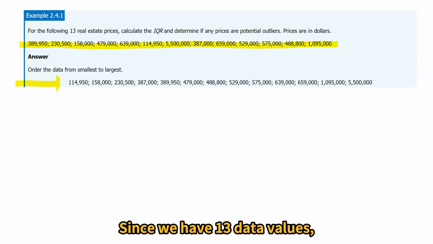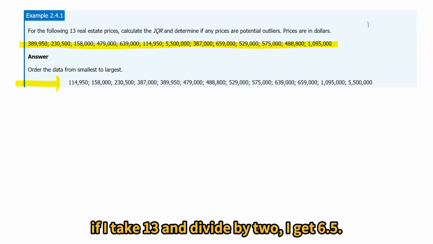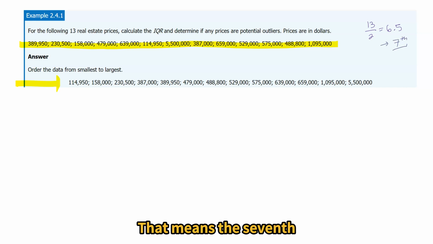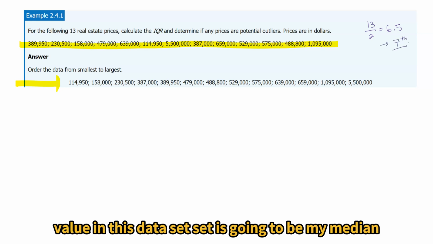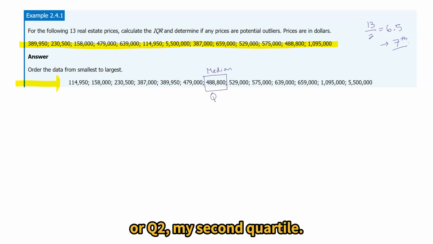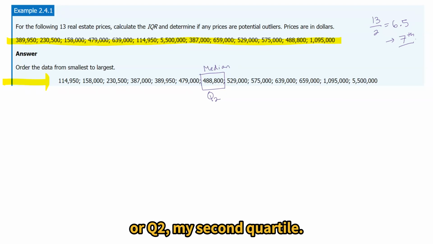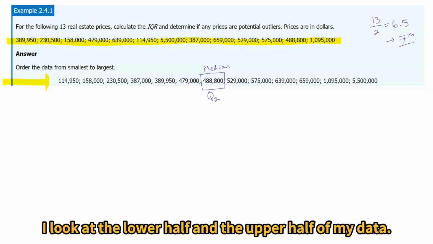Since we have 13 data values, if I take 13 and divide by 2, I get 6.5. That means the 7th value in this data set is going to be my median, or Q2, my second quartile. Once I find the median, now I look at the lower half and the upper half of my data.